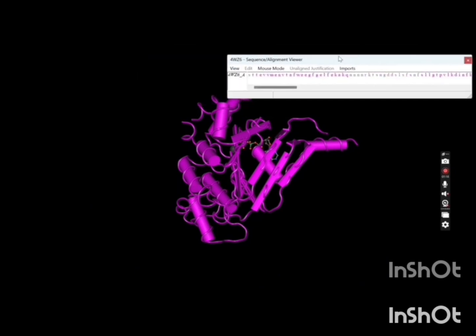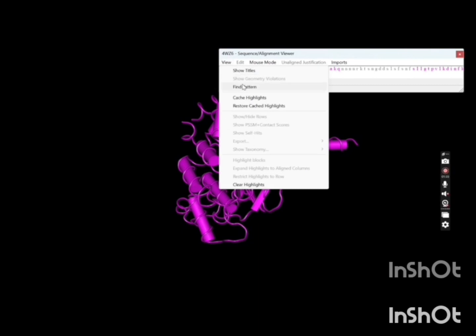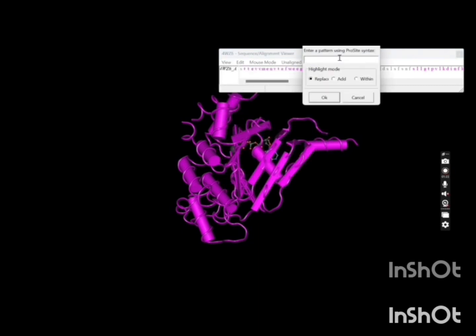We will highlight the amino acid abbreviation IIG, isoleucine and glycine. Now you can notice the yellow highlighted portion of the protein represents the corresponding amino acid sequence, isoleucine and glycine.